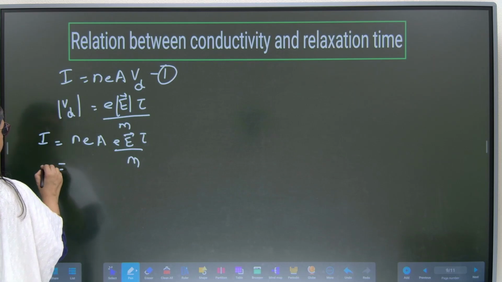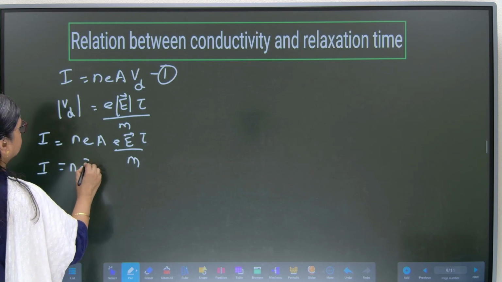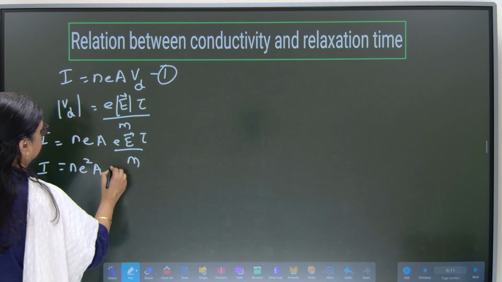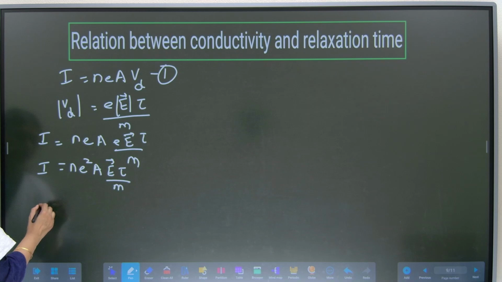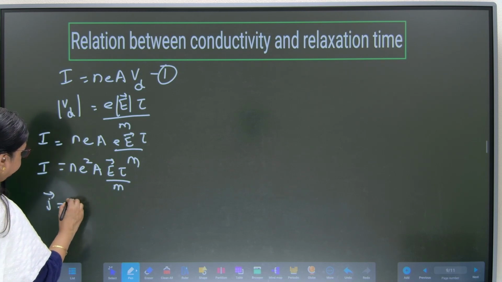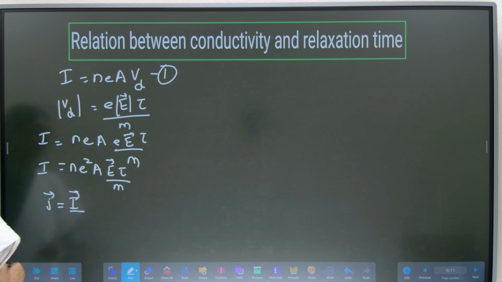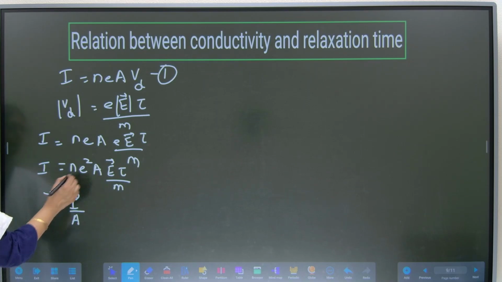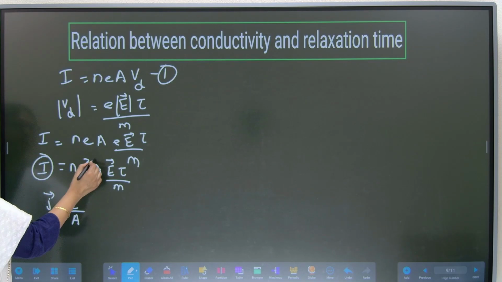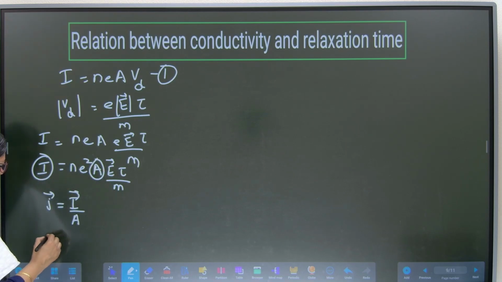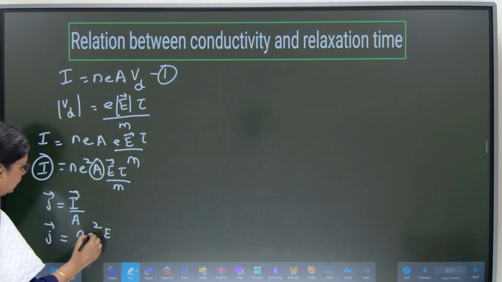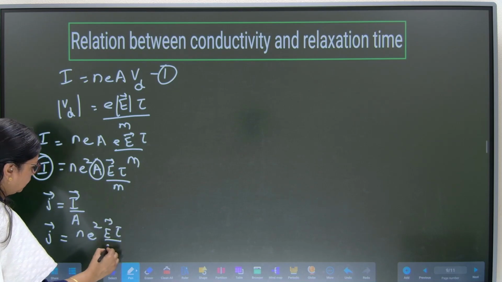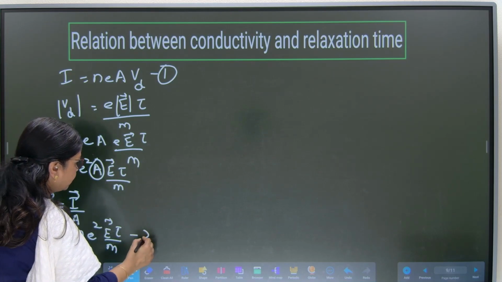Then we can write I is equal to N e square A E tau upon m. We have learned that current density is current per unit area. So here we have current per unit area as current density. Substituting the same, we have J, current density, as N e square E tau upon m. Let us name this as equation number 2.